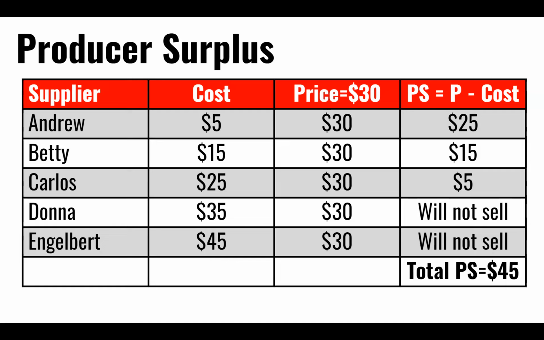In a table, again, you can see Andrew's willing to accept 5, but he gets 30, so he has a $25 producer surplus. Betty has producer surplus, Carlos does. But Donna needs to get 35 in order to sell her book. She's only getting 30. That's not a good deal for her, so she's not participating, and nor is Engelbert.